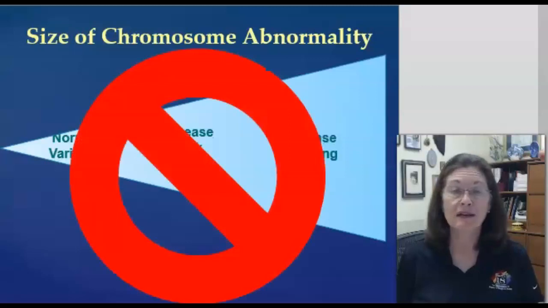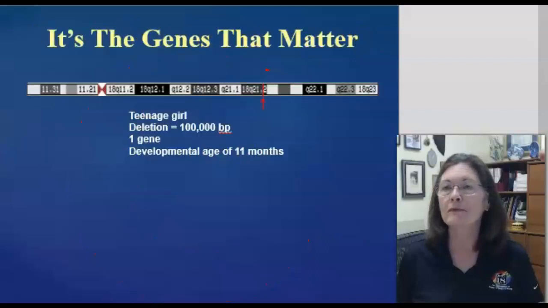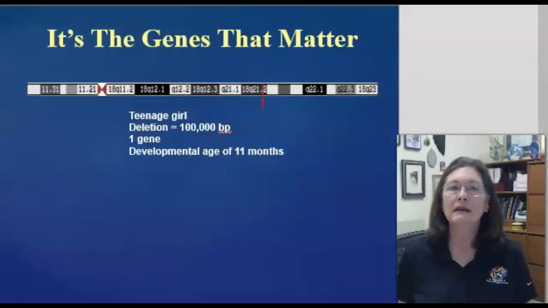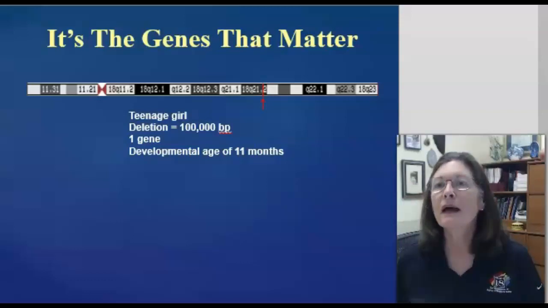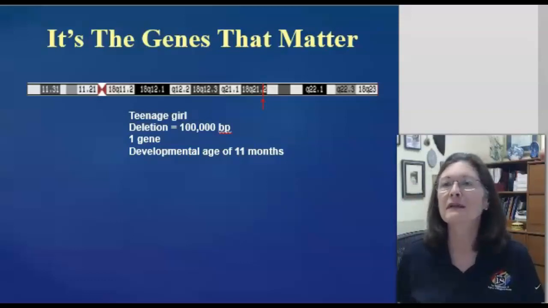Well, I'm here to tell you that is not necessarily true, and let me show you with an example from our own work. Here we have a young lady, a teenage girl, who has a very small deletion. Really, it's 100,000 base pairs, but pretty small, and involves one single gene. And this teenager's developmental age is that of an 11-month-old. So she doesn't efficiently feed herself. She's not walking. She's not potty trained. So one gene, and she's really pretty profoundly affected.